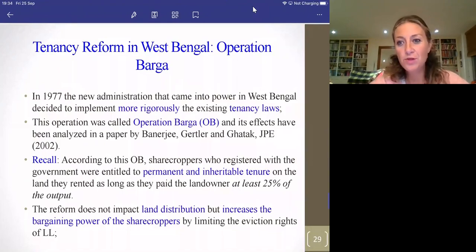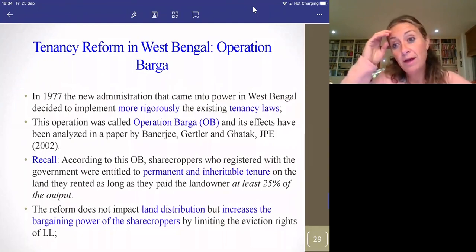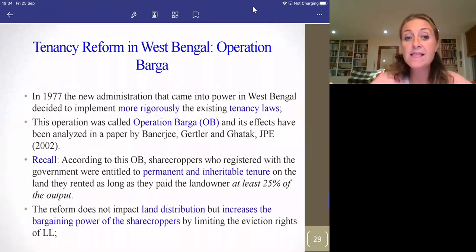As I mentioned to you earlier on, we're going to discuss now the empirical section of the paper, of which we saw already the theory part. So the tenancy reform that happened in West Bengal, the Operation Barga. Let's talk a bit more about the reform, and let's now discuss a few more details of the empirical aspects.